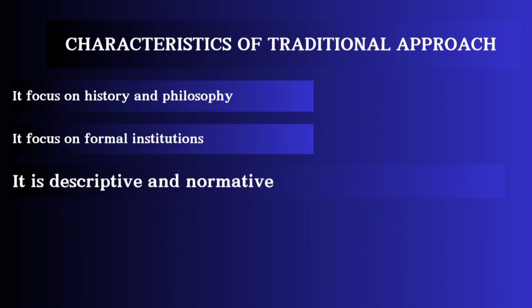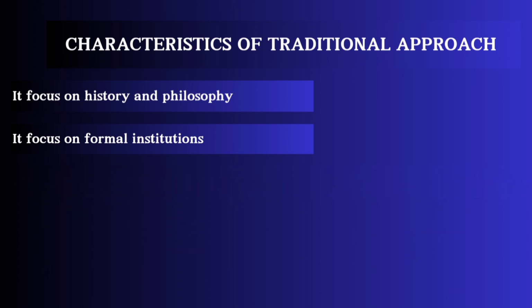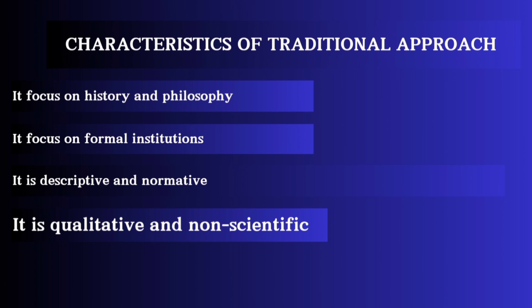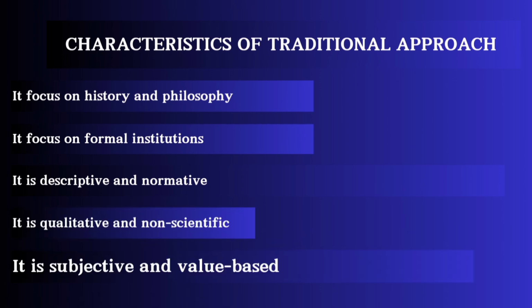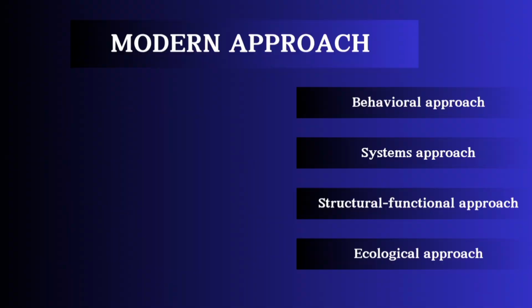It is descriptive and normative. This is as the traditional approach focuses more on describing political system and also suggesting how things should be, rather than looking at things the way they are. It is qualitative and non-scientific. This is because the traditional approach relies more on reasoning and observation, rather than using scientific methods. It is subjective and value-based. This is because the traditional approach focuses more on personal and societal values and opinion about what is right or wrong. The next, we have the modern approach.